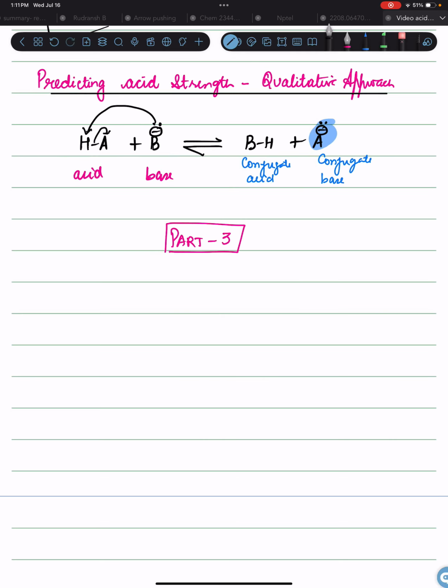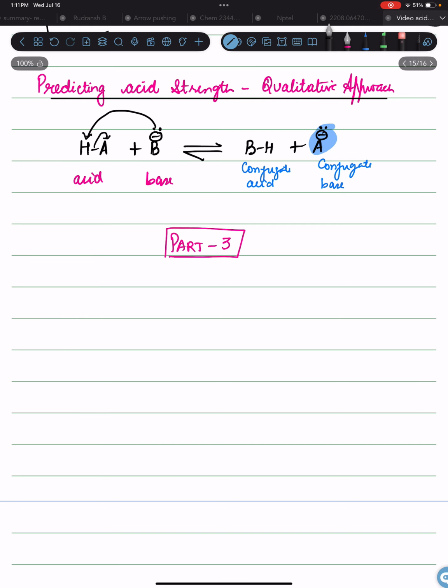Third video of the series where we are trying to predict the acidic strength, or compare the acid strength, of two or more acids using a qualitative approach. The bottom line of all that discussion was that if we can predict the stability of the conjugate base, then we can predict which acid would be the stronger acid as compared to the other one. The more stable the conjugate base of the acid is, the stronger that acid is.